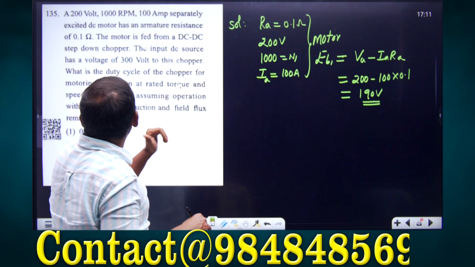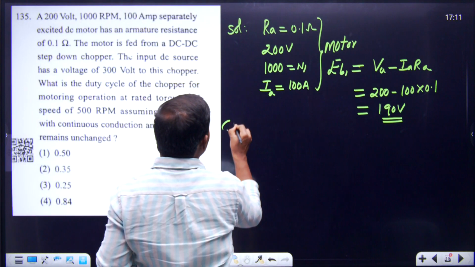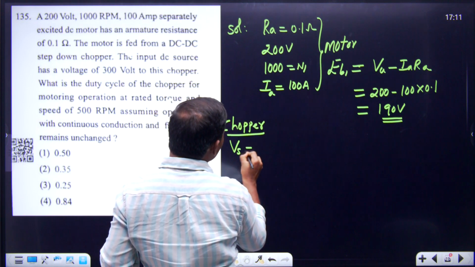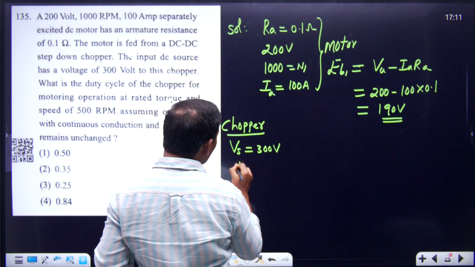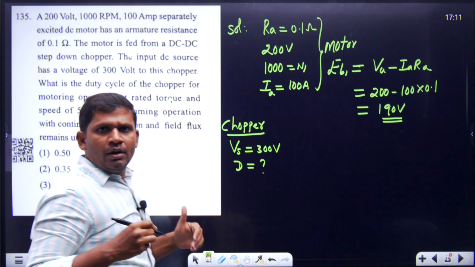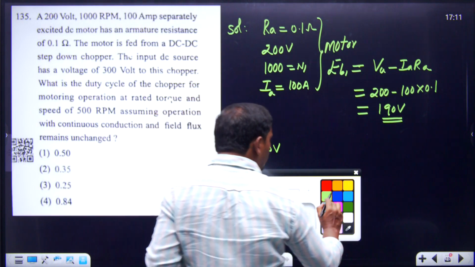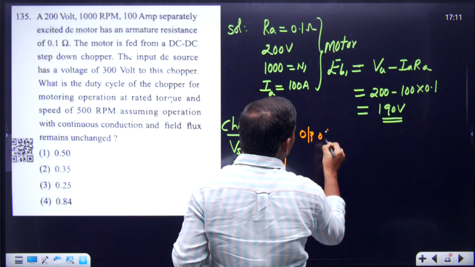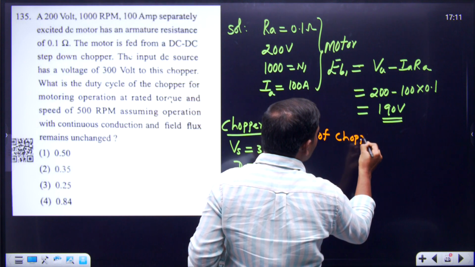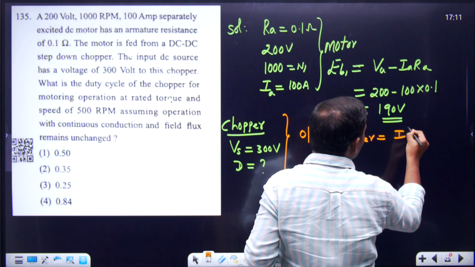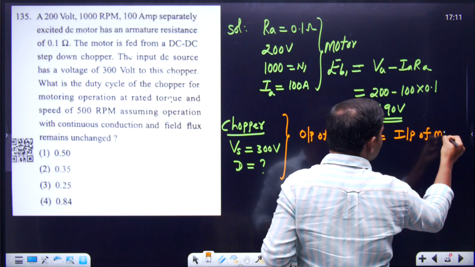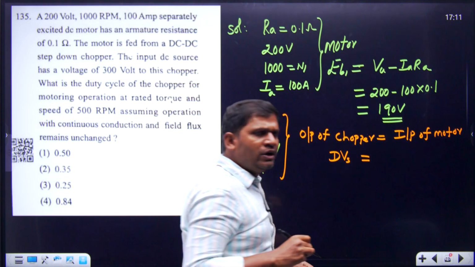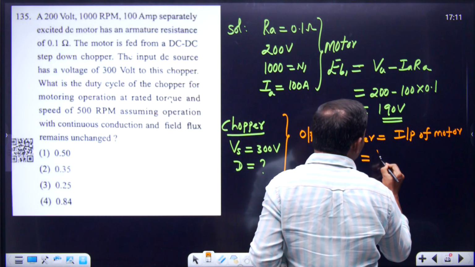What is the duty cycle of the chopper for the motor? Now the chopper data: the DC supply voltage is 300 volts. Then you have to find the duty cycle. What is the fundamental concept you have to apply in drives, friends? Output of chopper equals input of motor. This is the basic concept. The DC chopper is operating in motoring mode. Input of the motor is nothing but VA.